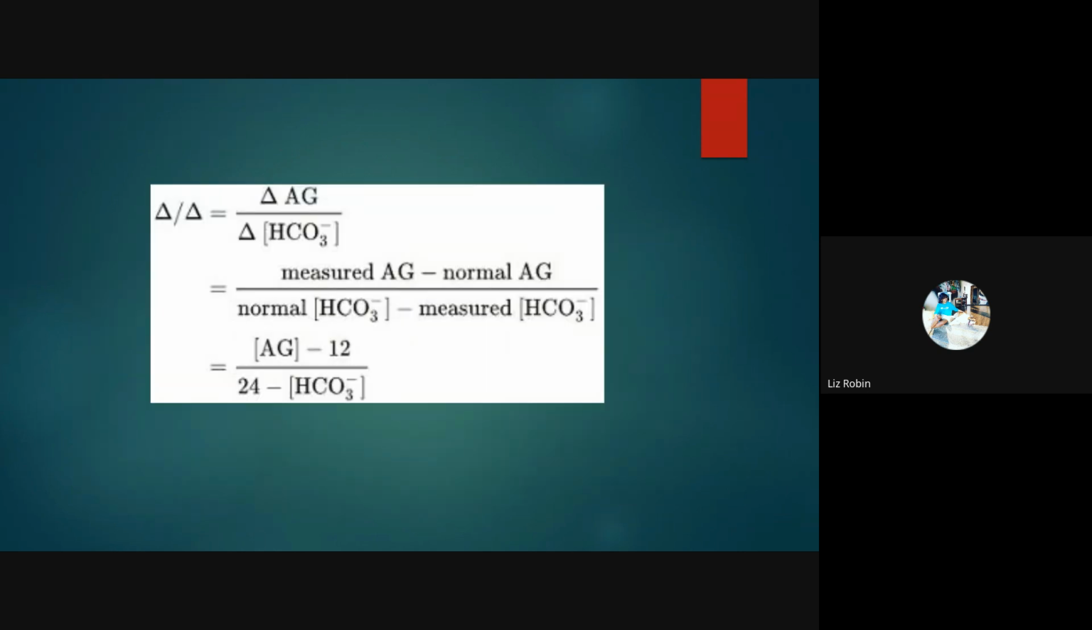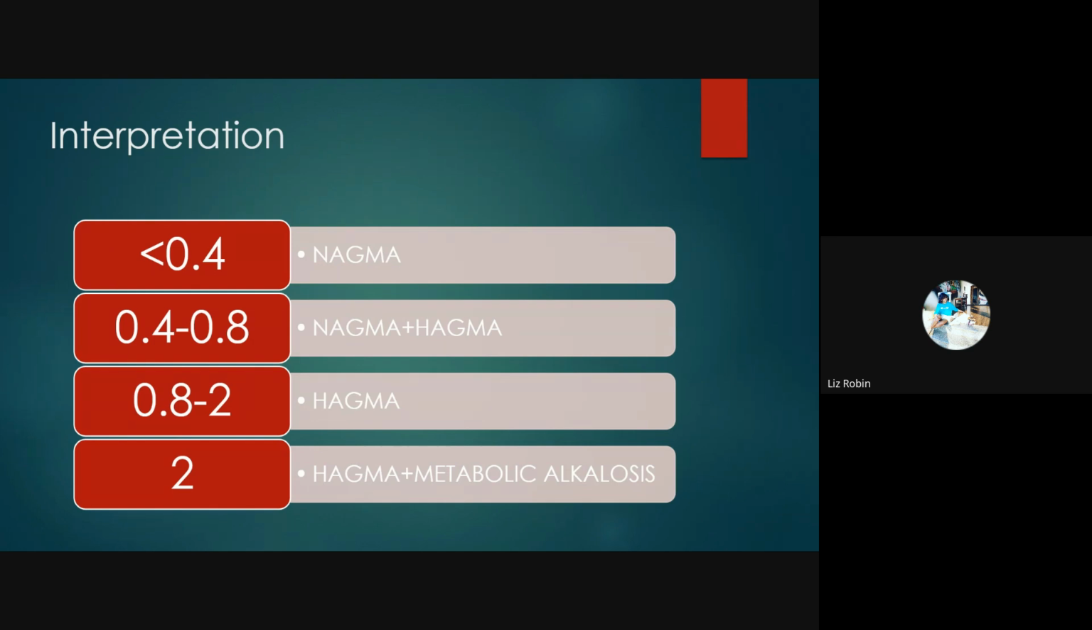Now after doing all of these calculations, you get your anion gap by calculating the formula minus 12, and you have your bicarb level in your ABG as well. This is how you have to interpret the values. If the value is less than 0.4, it is NAGMA. If it's 0.4 to 0.8, it is NAGMA plus HAGMA. If it's 0.8 to 2, it's HAGMA, and if it's more than 2, it's high anion gap metabolic acidosis with a coexisting metabolic alkalosis. So the whole idea behind this is we should not miss if there's a NAGMA or if there's a coexisting metabolic alkalosis as well, if there's a HAGMA.